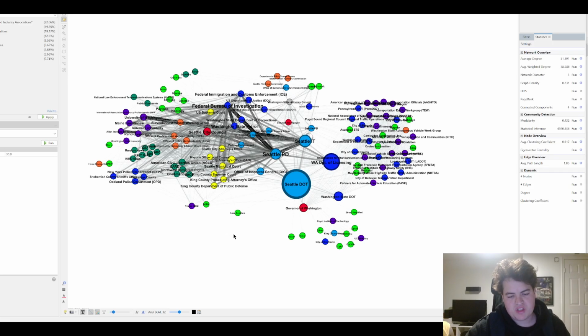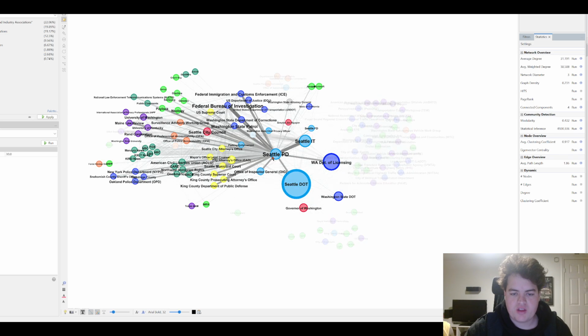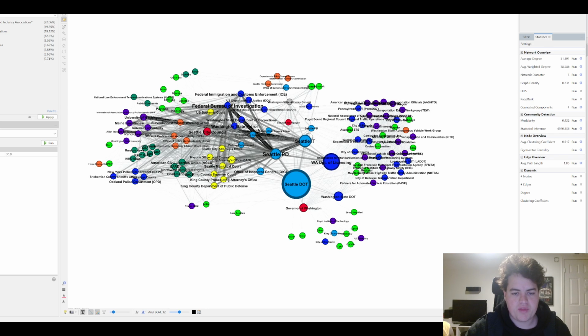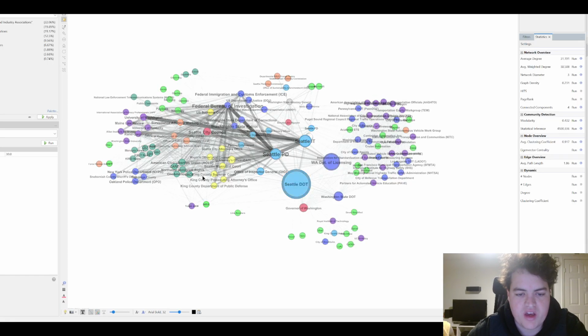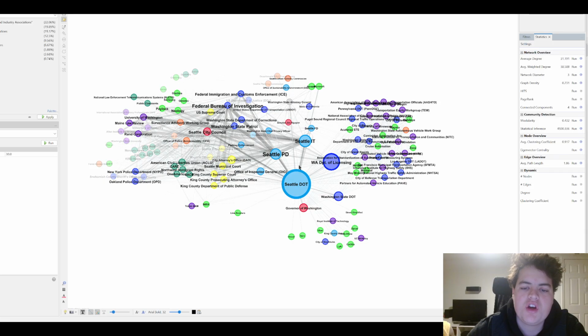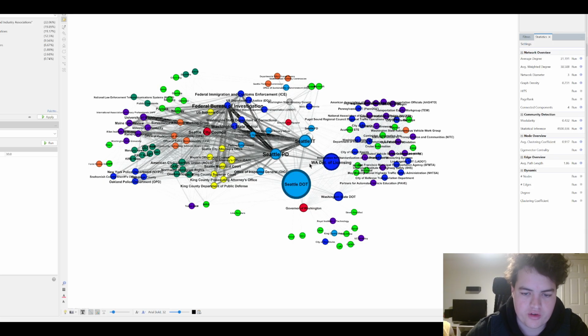So basically, a couple things to look at here. The edge weight is the amount of times a given set of two stakeholders are mentioning each other in different documents. So the thicker the line, the more times they mention each other in different documents. The size of the node is the betweenness centrality of the node, so how many times other nodes are using it as a bridge to the rest of the network.